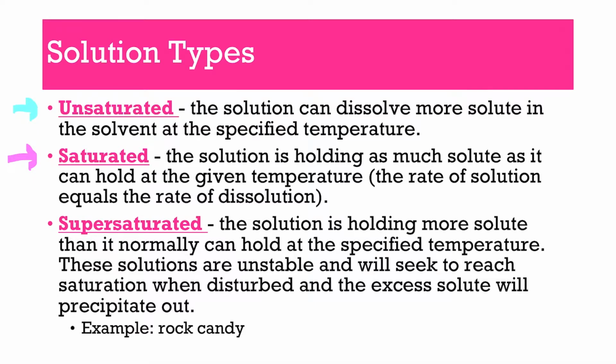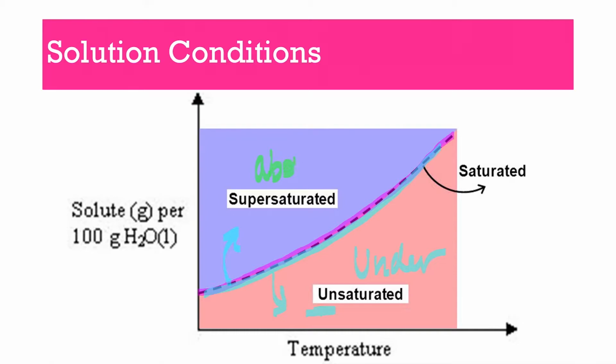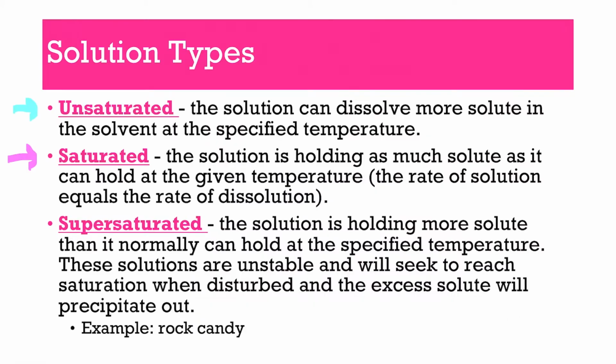It does have the potential to hold more. That's unsaturated, so under the curve. And then our last location is above the curve. If you think of Superman flies above stuff, so supersaturated is above the curve. What supersaturated means is that there's more solute than can be held stably. Basically you have too much stuff dissolved in it, and it becomes a very unstable solution, and when it's disturbed, you knock or precipitate everything out.